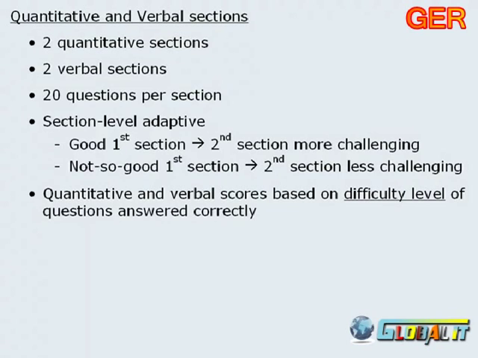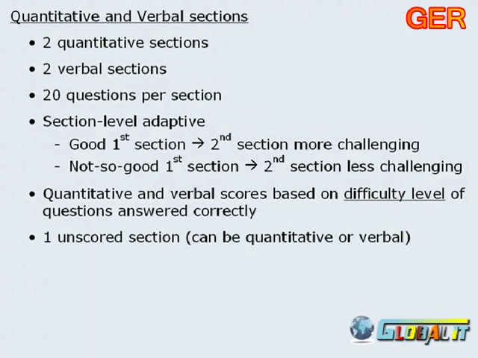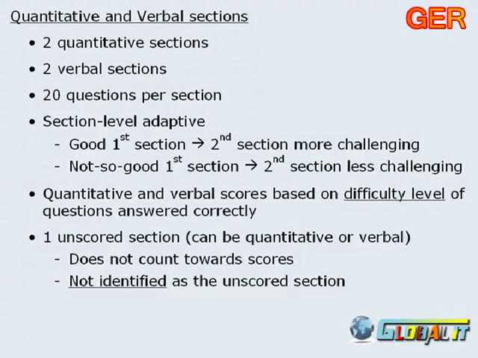Now, in addition to 2 quantitative sections and 2 verbal sections, there will also be a 5th unscored section that can be quantitative or verbal. The test makers include this section so that they can gauge the difficulty level of each question, which will later help them determine the GRE scores of future test takers. Now, as its name suggests, the unscored section does not count towards any of your scores. However, the unscored section is not identified as such. In other words, you will not know which section is the unscored section.